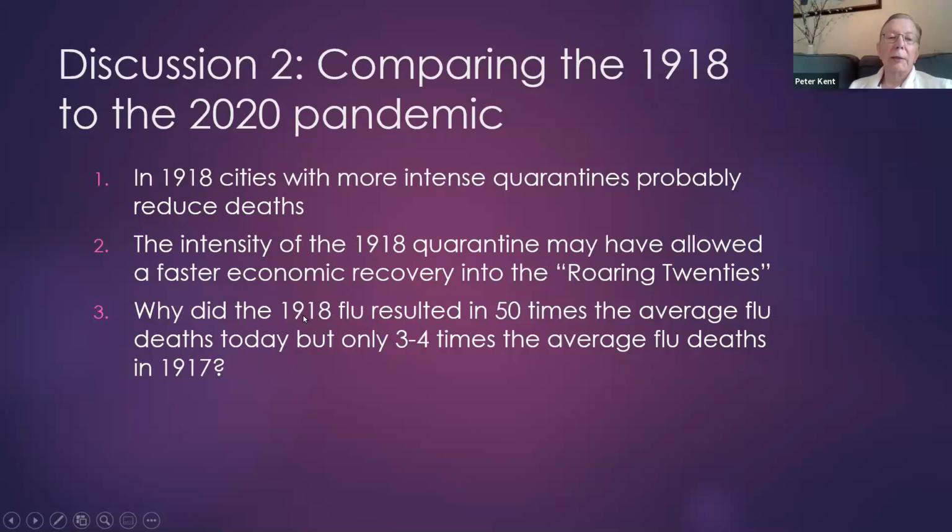And then why did the 1918 flu result in 50 times the average deaths today, but only 3 to 4 times the average number of flu deaths of 2017? I mean, it was considered a horrible epidemic, but it was only 3 to 4 times the average death rates from flu and pneumonia in 1917.